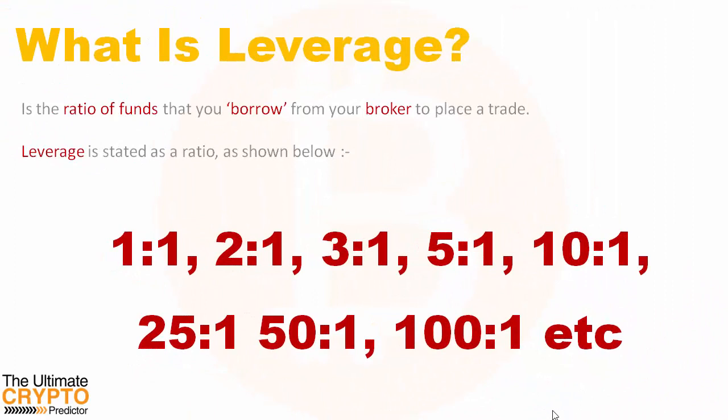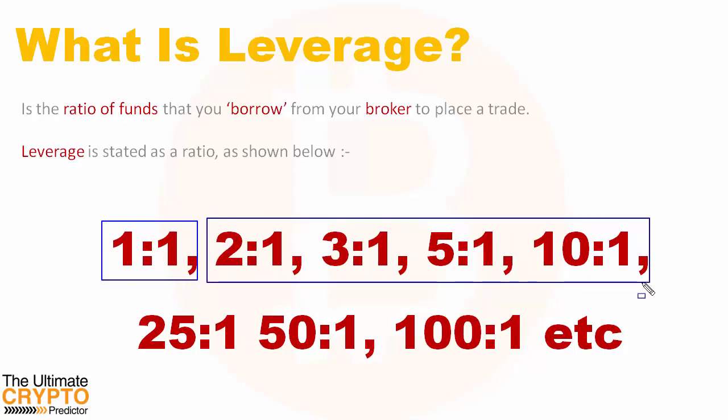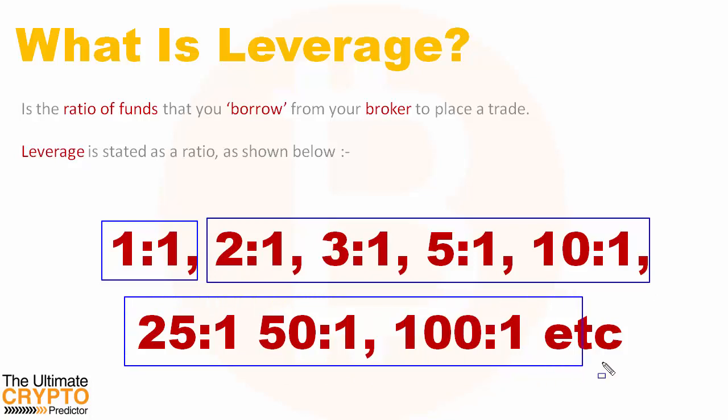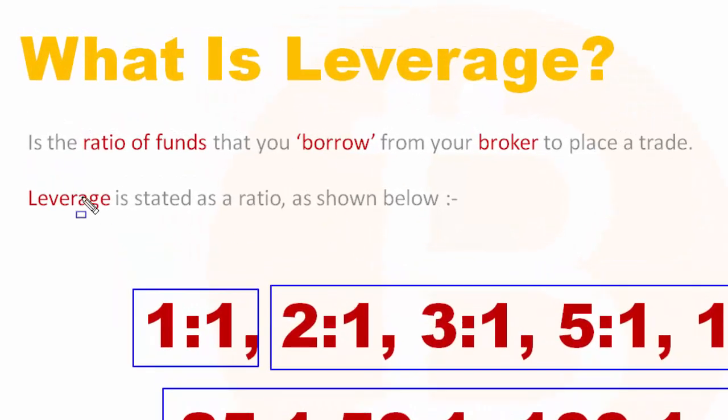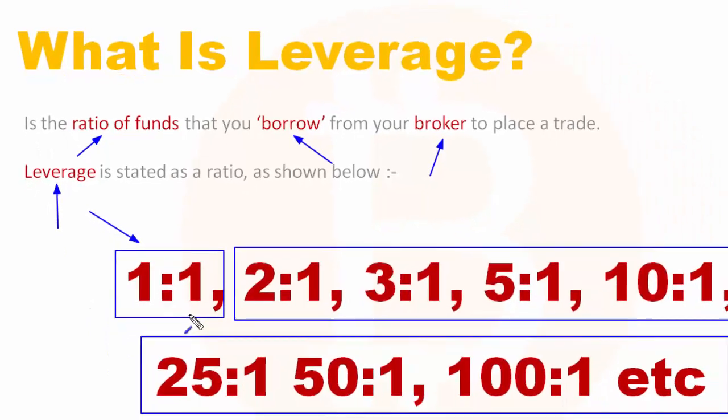So leverage is expressed as a ratio. For example, on a 1-to-1, whatever you're putting down is equal to the actual price or the value. And then as you work your way up, you can see how much more you have to borrow in order to place the trade or buy the item. Just to recap, it's the ratio of funds that you have to borrow from your broker in order to place the trade. And this is known as leverage.